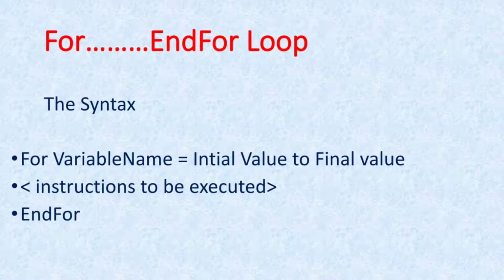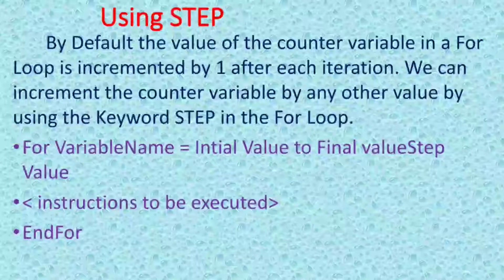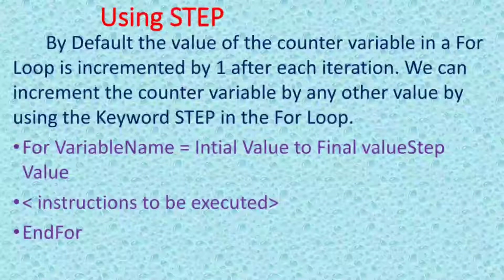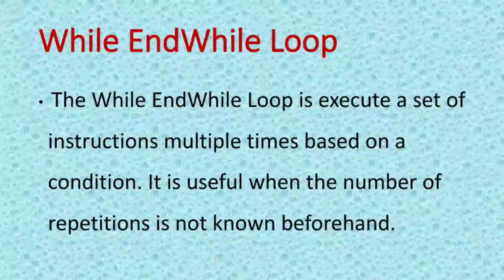When the value of the counter variable in a For loop is incremented by 1, we can also increment the counter variable by any other value. We use one keyword that is known as Step, and Step is used to increment the counter variable by any value other than 1. For variable equals initial value To final value Step step value, then the instructions to be executed, and EndFor.